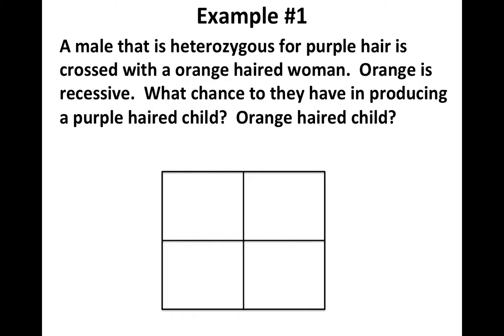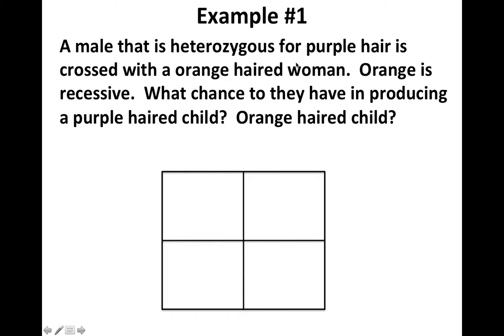Now, typically, if you are picking letters and you want to go with the norm, you look at the dominant trait, which in this case is purple. How do I know that? Because I told you that orange is recessive. And I use the first letter of the dominant trait. Okay? So heterozygous, hopefully remember what that means.